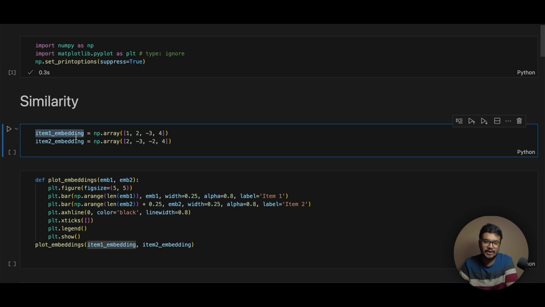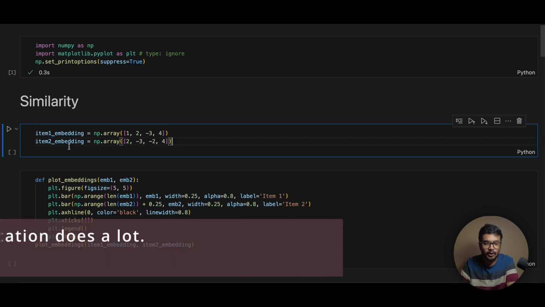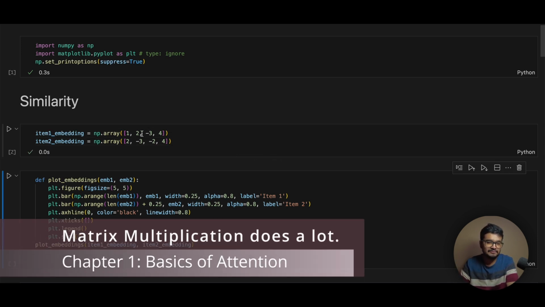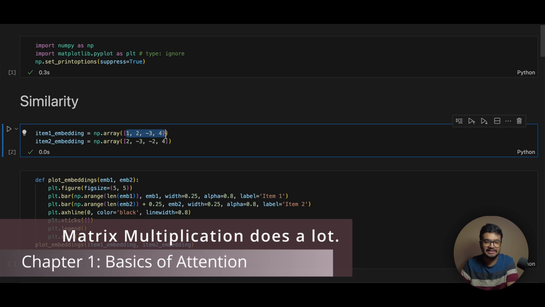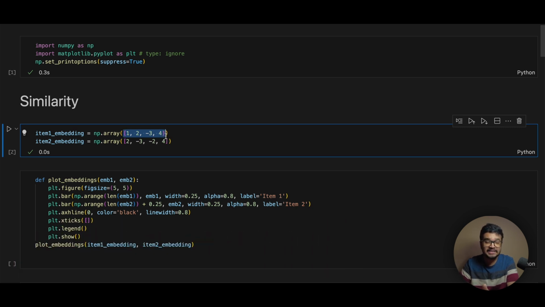So let's say you have two items, item 1 and item 2, and let's say you have acquired embeddings for these items. For now, just imagine these numbers to numerically represent something about item 1 and these numbers to numerically represent something about item 2. Now it doesn't matter what these numbers are, it's just a contrived example that I'm showing to demonstrate a point.